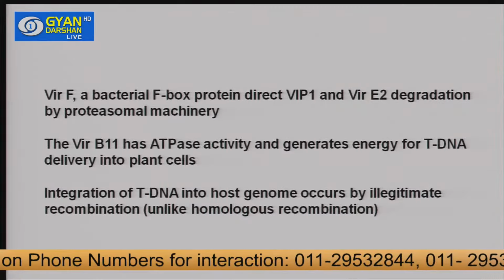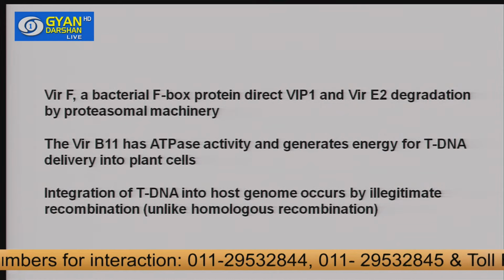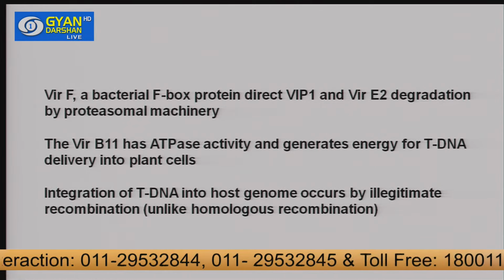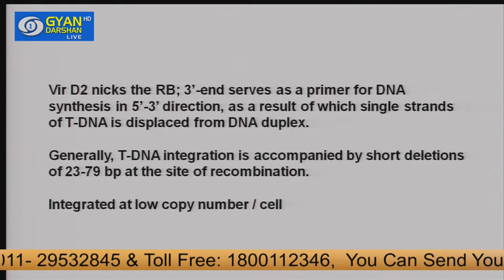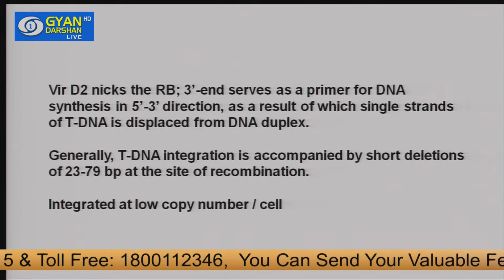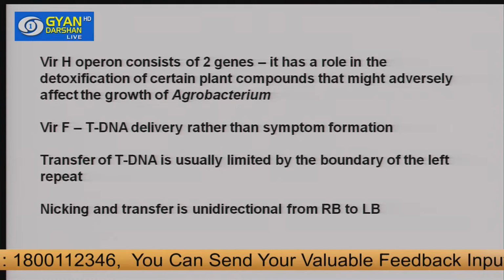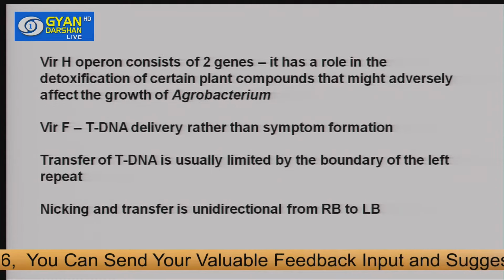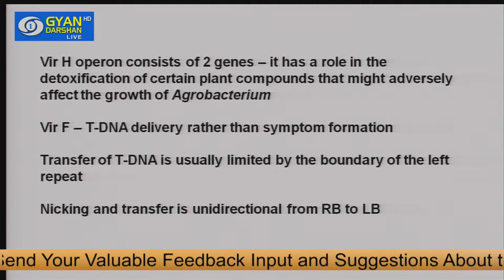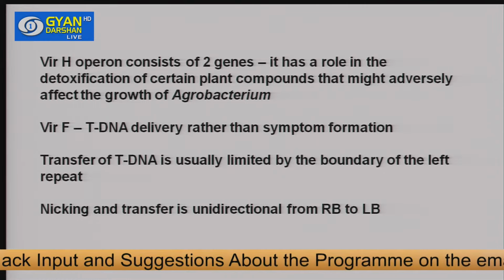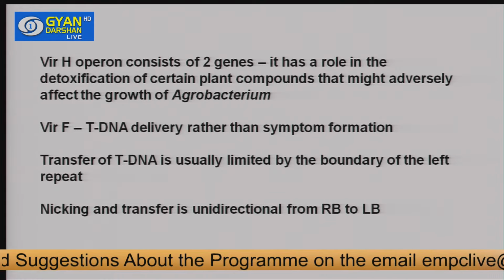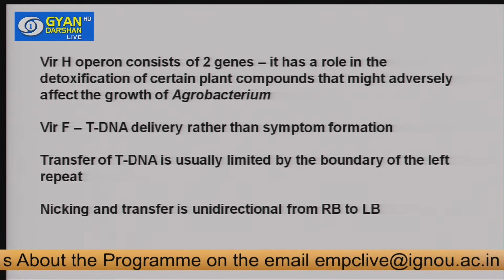So the entire integration of the tDNA region occurs by illegitimate recombination, unlike homologous recombination. So you can see what the different functions of VIR genes are. And in addition, it also has VH, which consists of 2 genes, which has a role in the detoxification of certain plant compounds that might adversely affect the growth of Agrobacterium.